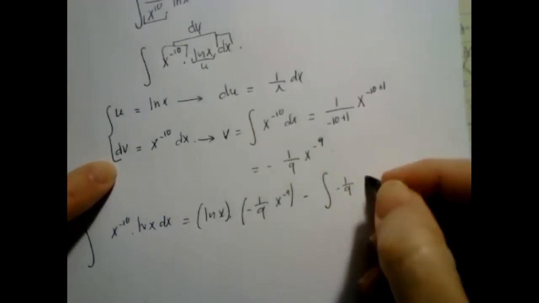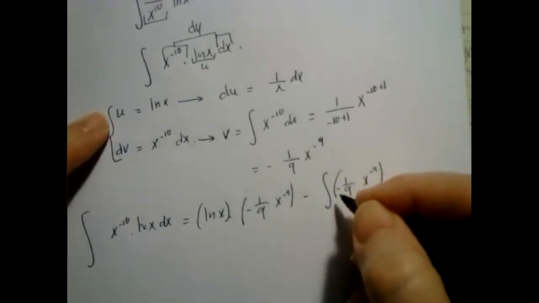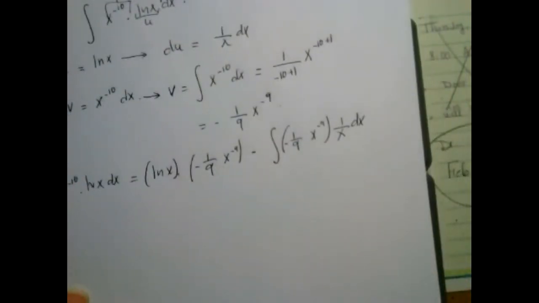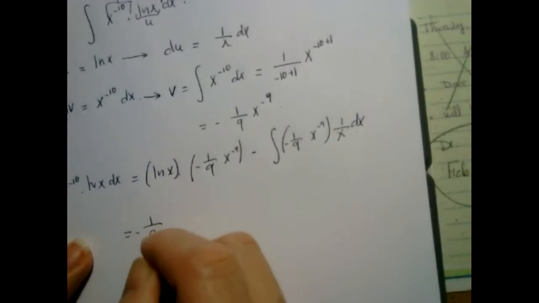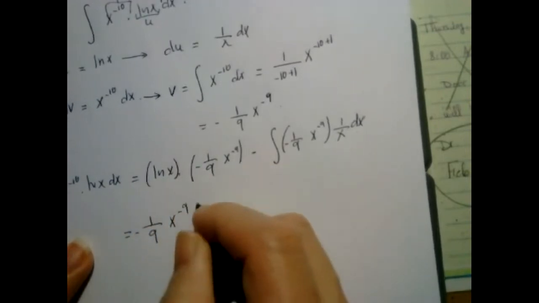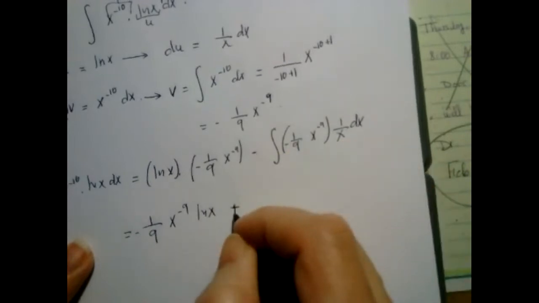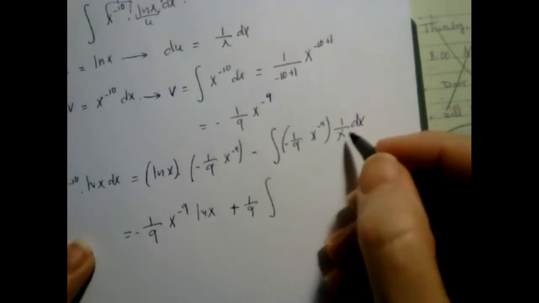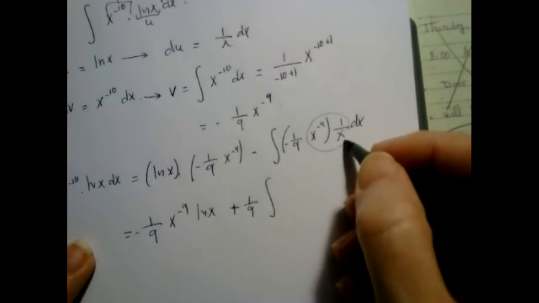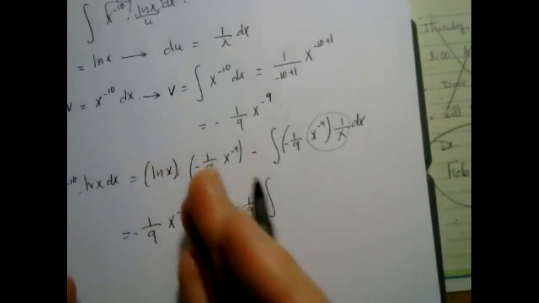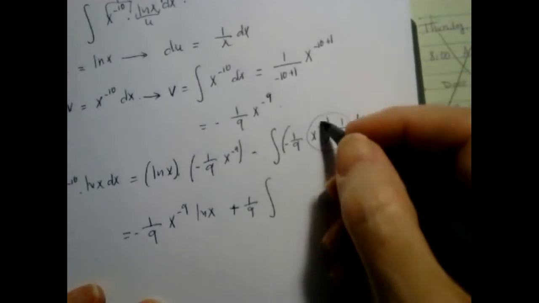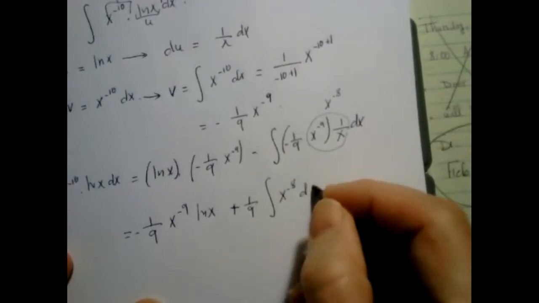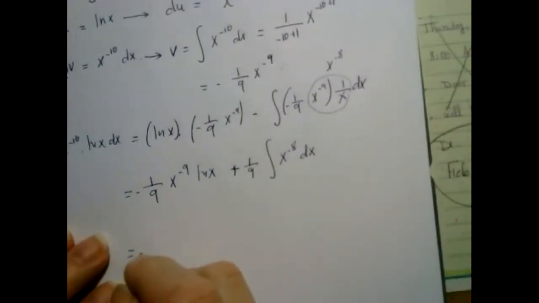V is, and the du is that. So it's going to give me minus 1 over 9 x to the minus 9 ln of x, minus minus, add 1 over 9. I take it out. And then x to the minus 9 over x. We always have to simplify here. Whenever we have an integral of the form x to a power times ln, we should be able to do some simplification. So this is going to give me together x to the minus 8. And then the rest is, we're done.